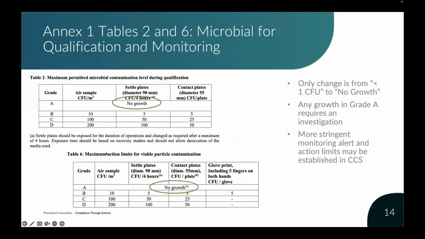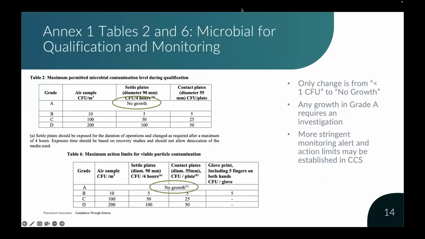I'll briefly mention the microbial tables here. These are separate tables for microbial limits. Table 2 is the qualification table. Table 6 is what I would call the monitoring table. Pretty much the data is the same. It's just that the monitoring table includes the personnel monitoring for grade B and grade A.